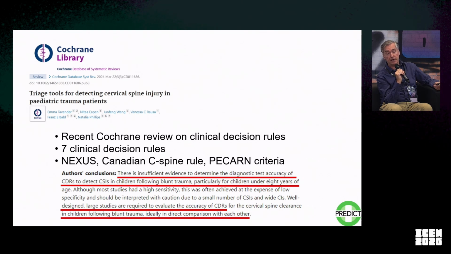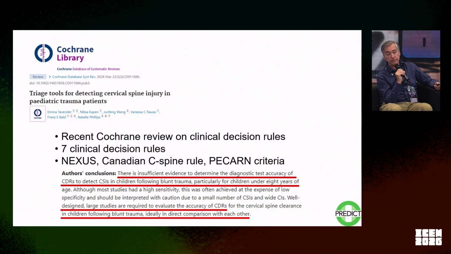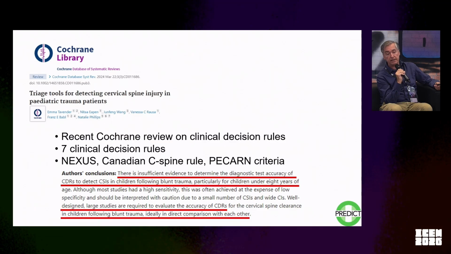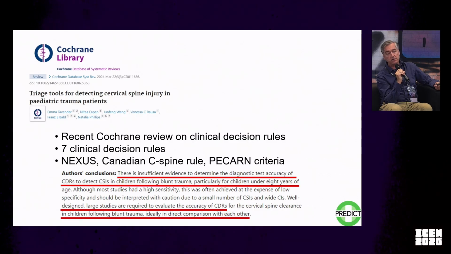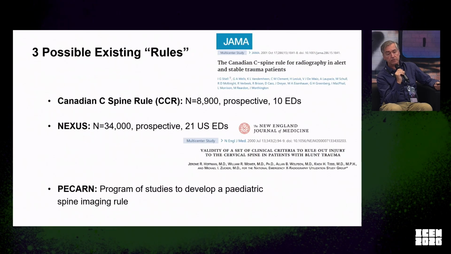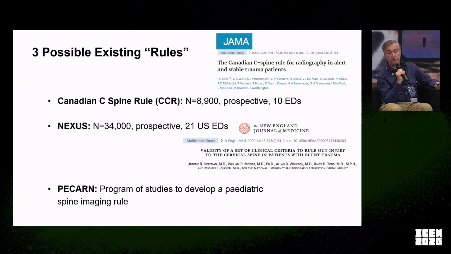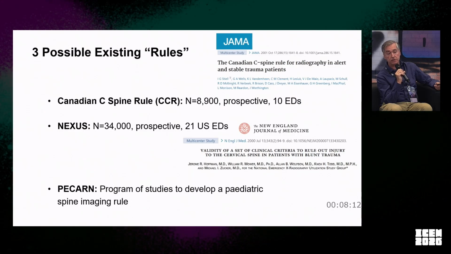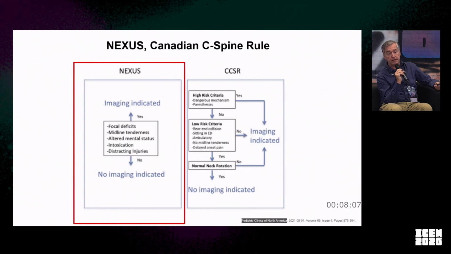So this was done before the latest paper that I'm going to talk about. And the bottom line of that Cochrane review was that we really need large studies to evaluate the accuracy of the clinical decision rules in children, and ideally conduct a direct comparison with each other across the rules. So the 3 possible existing rules are the Canadian C-spine rule, a large number of patients published in prestigious journals, NEXUS, 34,000 patients, and then the PECARN program. I will talk about that in a minute.